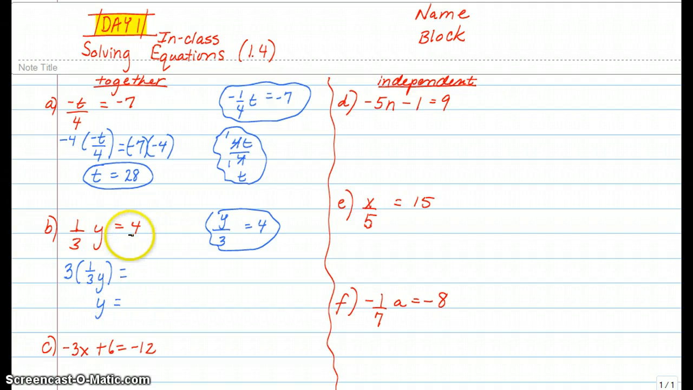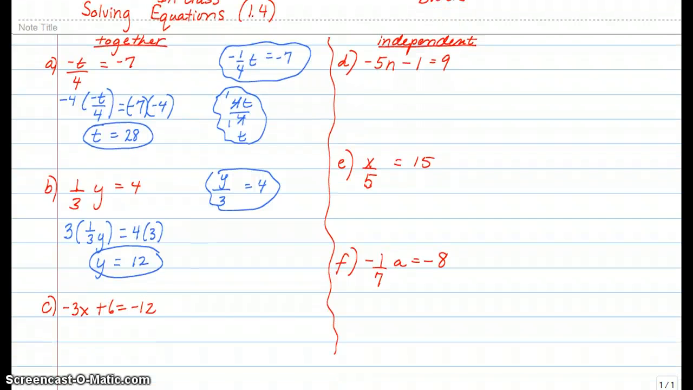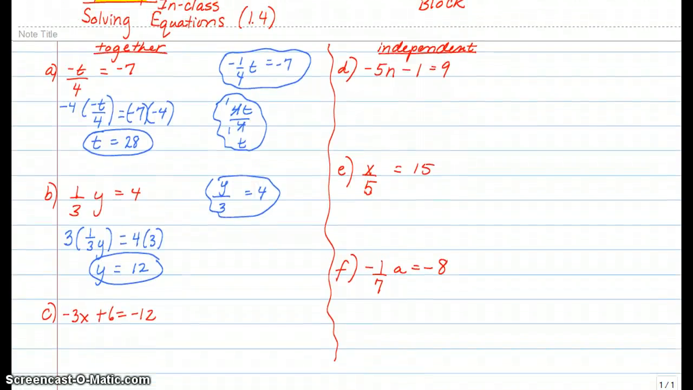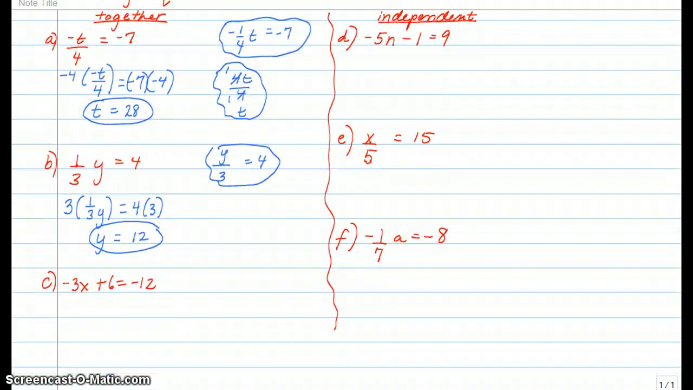Now, if you multiply the left side by 3, you have to do the same to the right side, and 4 times 3 is 12. Again, get in the habit of circling your answers. If you take and substitute the 12 into the y position, 1/3 of 12 will be 4. And so you know that you are, in fact, correct. All right, now we're moving on to the last problem, which is negative 3x plus 6 equals negative 12.